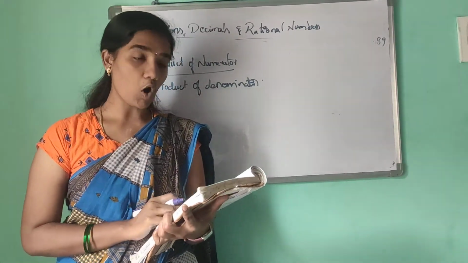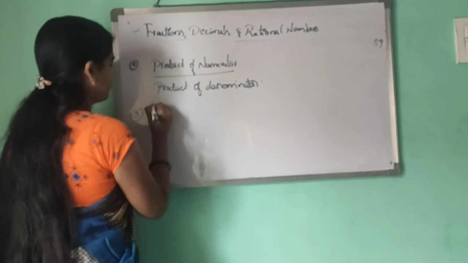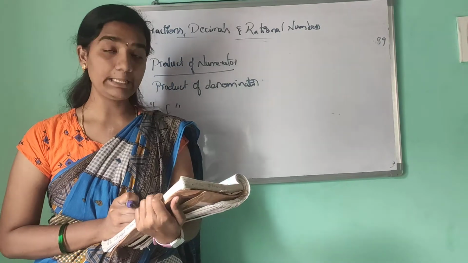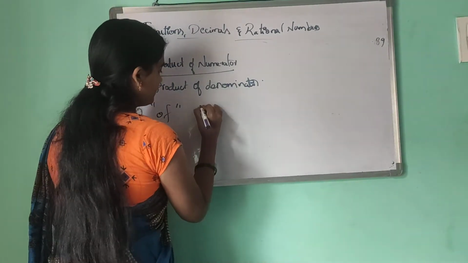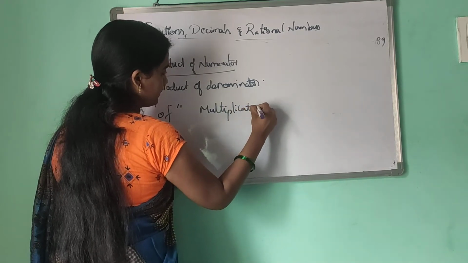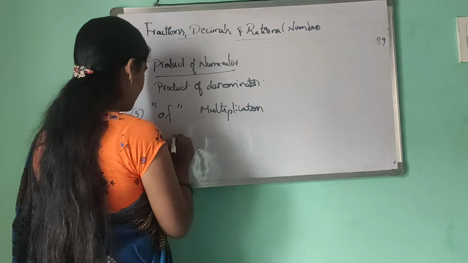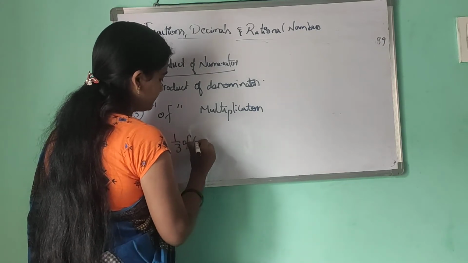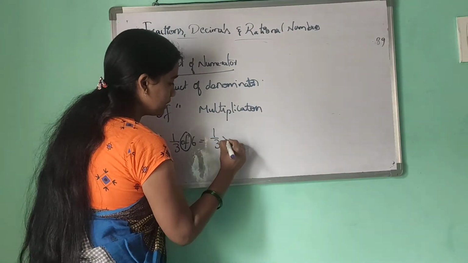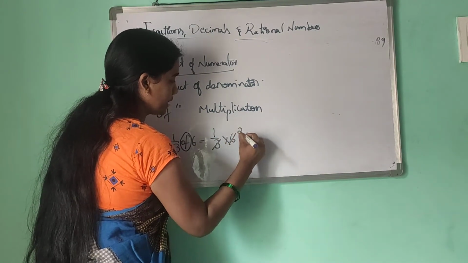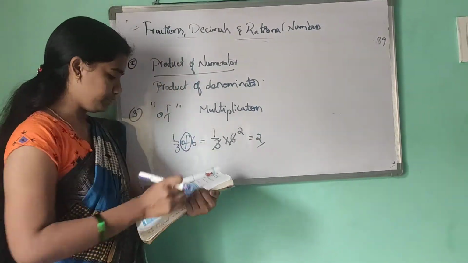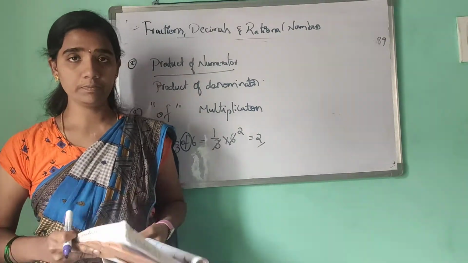Coming to third one, of. In this, of can be represented as multiplication. For example, here I am taking 1 by 3 of 6. Of means multiplication. So 1 by 3 into 6. 6 into 3, 2 times. So answer is 2. Of represents the multiplication.